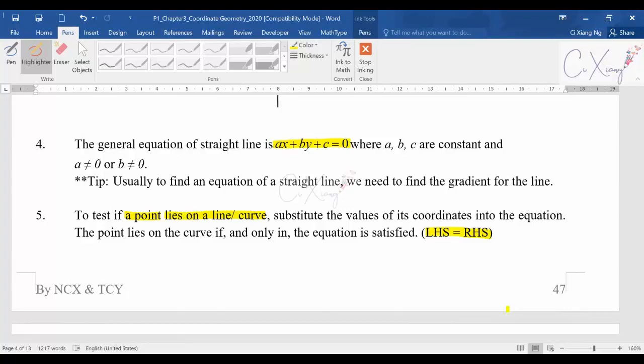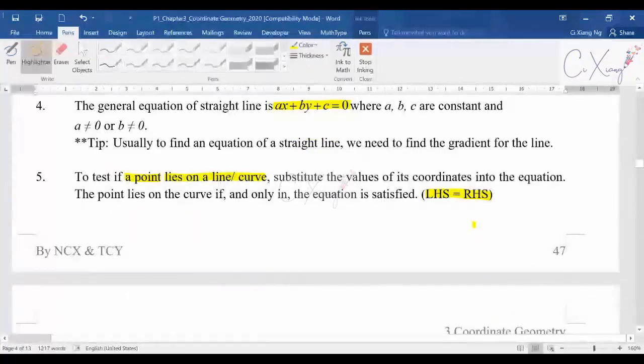If the left and right have different values, that means the point doesn't lie on the line or doesn't lie on the curve. Again, all these are very basic concepts and ideas that you need to know about the linear equation, y equals mx plus c. Okay, then next one.